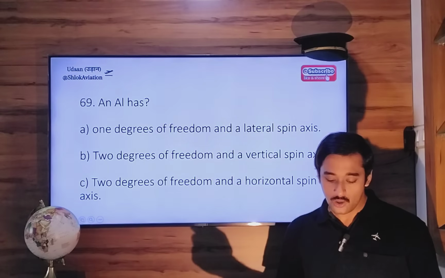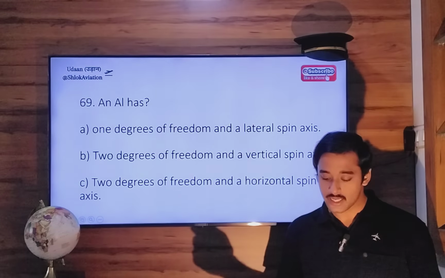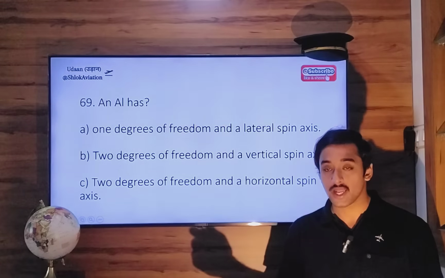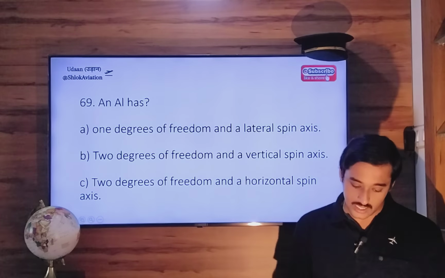Next, the artificial horizon has 1 degree freedom lateral spin axis, 2 degree freedom vertical spin axis, 2 degree freedom horizontal spin axis. So the correct answer here is 1 degree freedom lateral spin axis.